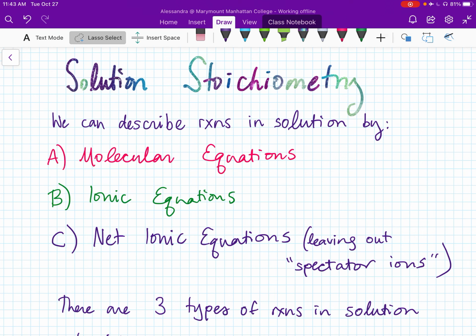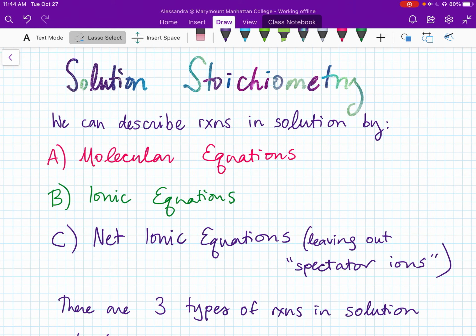So the first is molecular equations, those are the most complete. The second is ionic equations, which separate all of the ionic compounds into their component ions. And the third is the net ionic equations. So, net ionic equations leave out the so-called spectator ions.